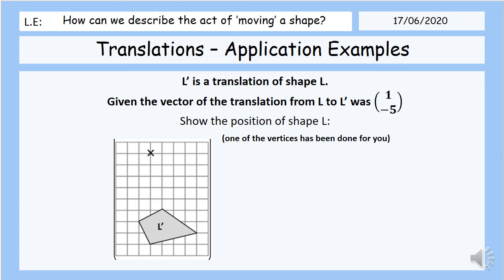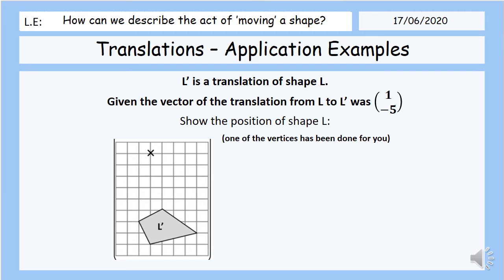This example is a little bit trickier, so some new notation. Look, you'll have L with an apostrophe, and L with an apostrophe is a translation of shape L. Given that the vector of the translation from L to L apostrophe was 1 over -5, show the original position of shape L. One of the vertices has been done for us.